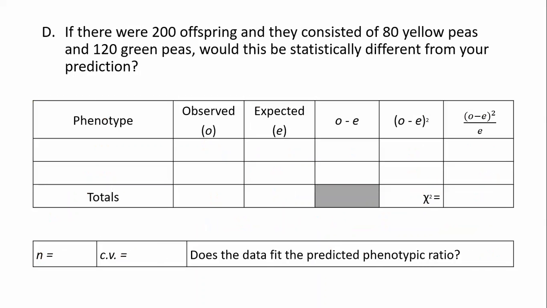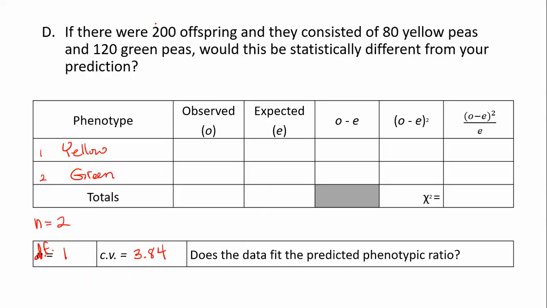All right. D is asking you the same thing again, only now we have 10 times as many offspring. So we have the same things. We have 2 different phenotypes, yellow and green. And while we're looking at that, by the way, that was supposed to be degrees of freedom. This means our n is 2, so we have 1 degree of freedom. If we look at our critical values on our table, it's still going to be 3.84.